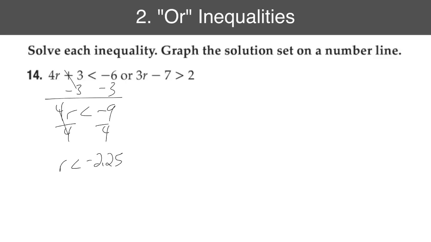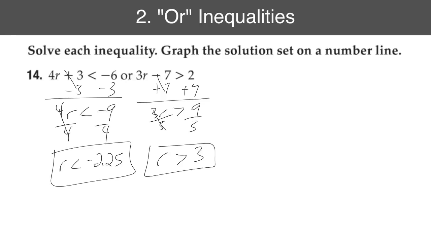All right, let's work the other one. On the other one, we're going to move the 7 first by adding. And we get 3r is greater than, and then 2 plus 7 would be 9. And then 3 times r, so we're going to divide by 3. And we get r is greater than, and then 9 divided by 3 would be 3. So there's my two answers.